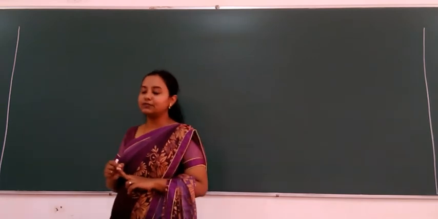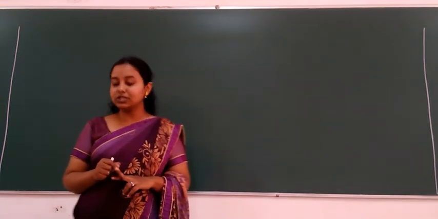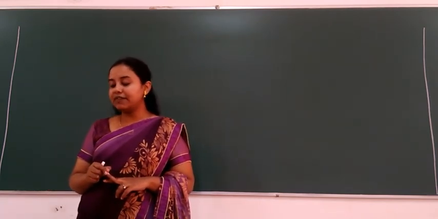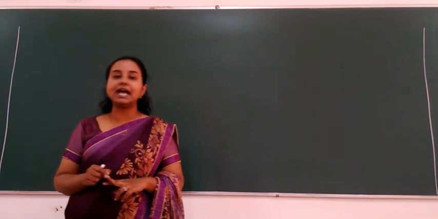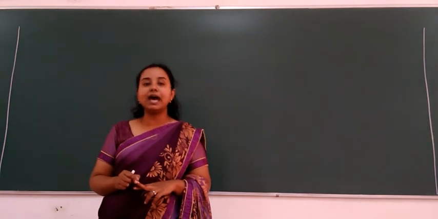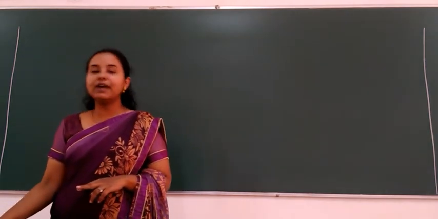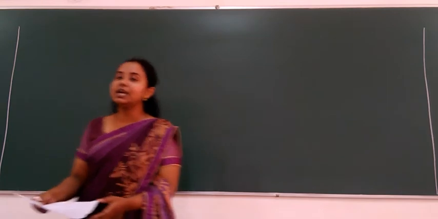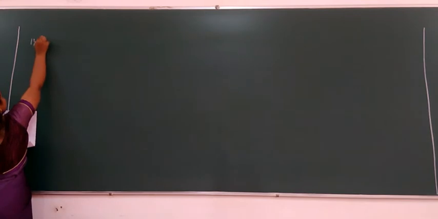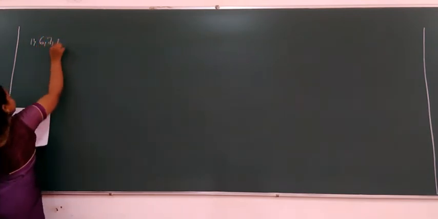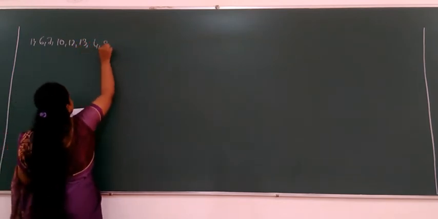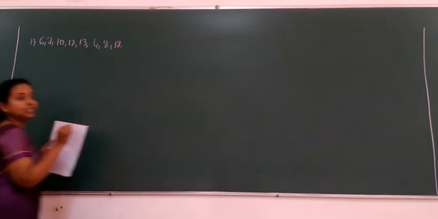In exercise 15.2, the first question says, find the mean and variance for the observations 6, 7, 10, 12, 13, 4, 8 and 12. So what should you find here? You need to find only the mean and variance. So let us find the mean and variance for the given data. What is the given data? For the first problem, it is 6, 7, 10, 12, 13, 4, 8, 12. You need to find the variance.